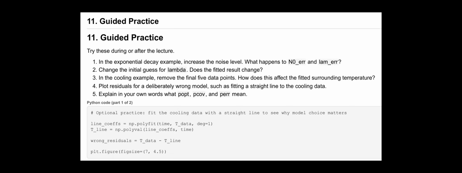Now it is your turn for some guided practice. Try increasing the noise in the decay model to see how it broadens your uncertainty. Also, try fitting a straight line to the cooling data. We have provided some code here using polyfit to show you what happens when you choose the wrong model entirely.